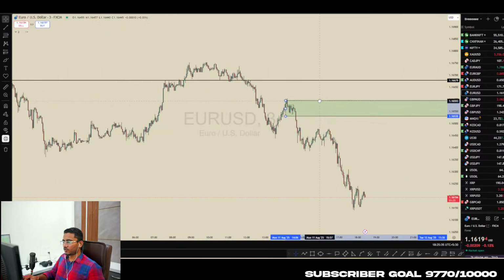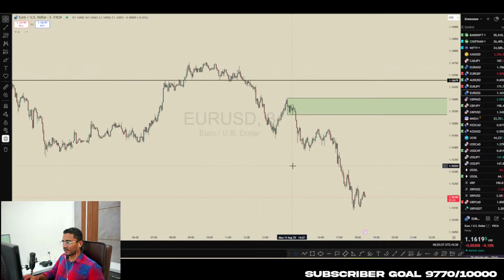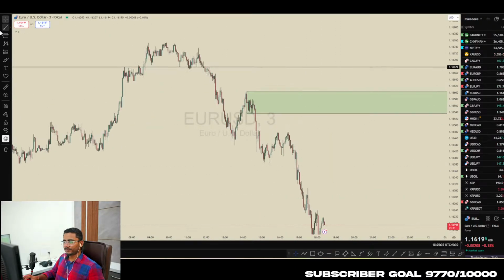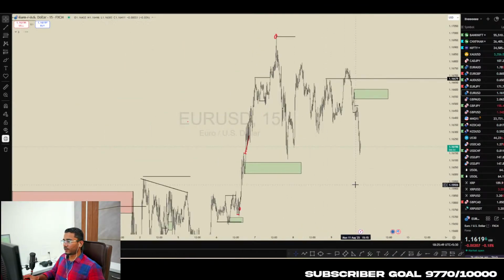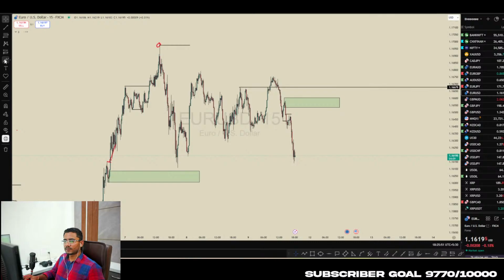So if we use this area as our sell side, we can see price broke the structure. We have this clear imbalance, this trend line liquidity. We can look for a sell side trade from here. Again, we have this sell side order block, which took out the previous liquidity.